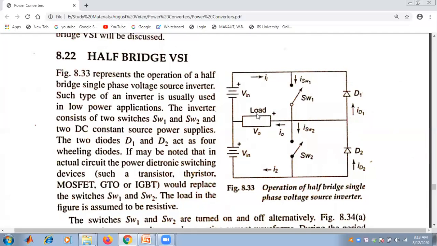These types of inverters are generally used in low power applications. This type of inverter consists of two switches, that is switch 1, clearly seen here, and another switch called switch 2, clearly seen here, and two constant source power supplies, this is the first one, and this is the second one. There are two diodes, D1 and D2. They are given for the freewheeling action, that is known to us.